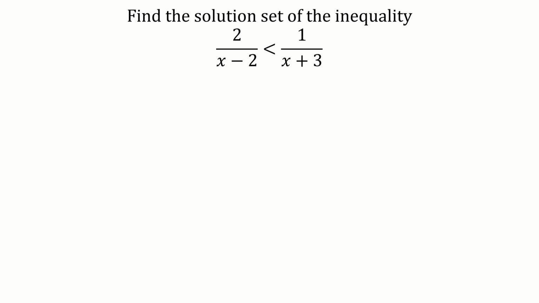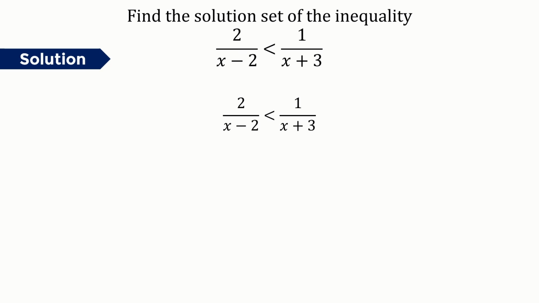Find the solution set of the inequality 2 over x minus 2 is less than 1 over x plus 3. Alright, so to solve this question, first we need to rearrange this inequality so that the right hand side is equal to 0. So we bring 1 over x plus 3 to the left hand side. Okay, so it becomes this inequality, and then we're going to combine those two fractions into one fraction.